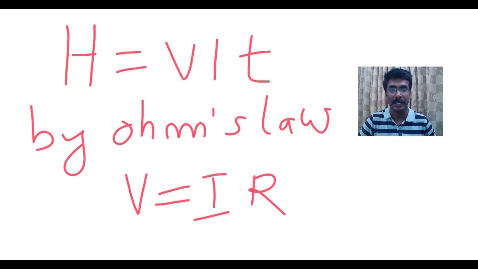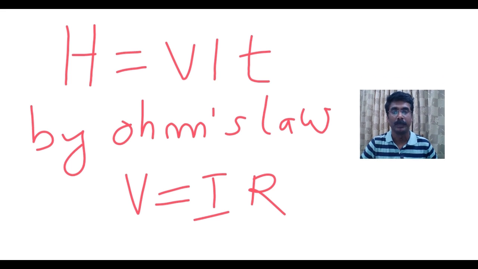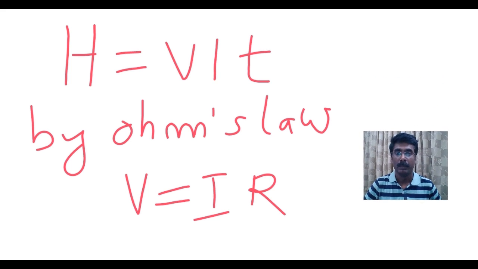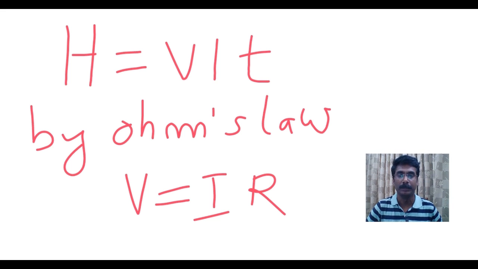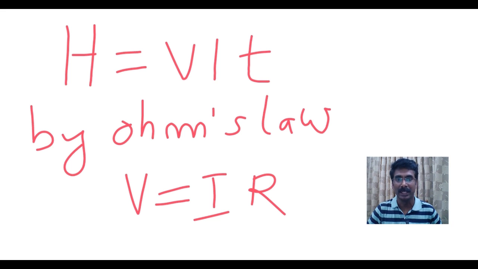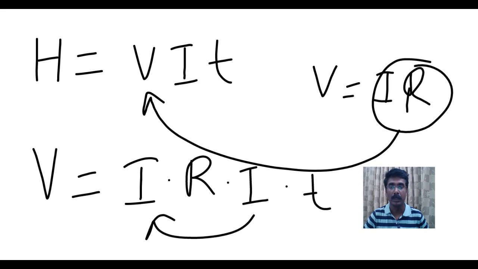Dear students, today's topic is the influence of resistance in changing electrical energy into heat energy. In the previous class we studied that the work done in a heating appliance, that is the heat energy, is equal to VIT, for V voltage, I current and T time. By Ohm's law, V equals IR. If you substitute IR instead of V, we get H equals I square RT.